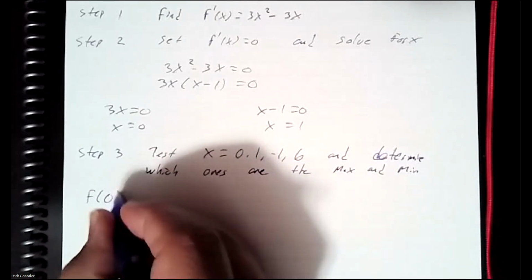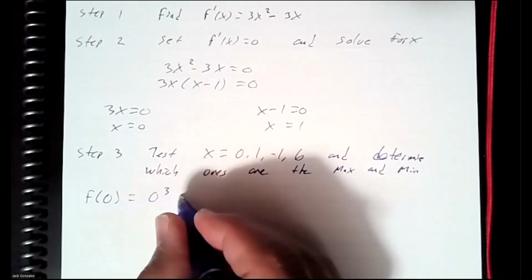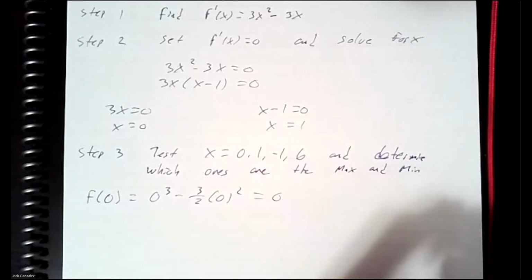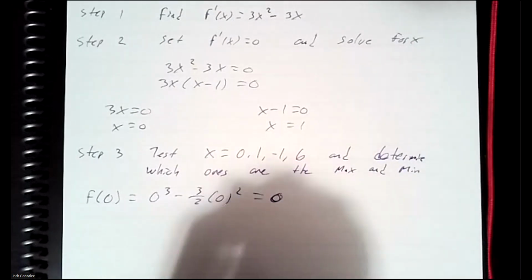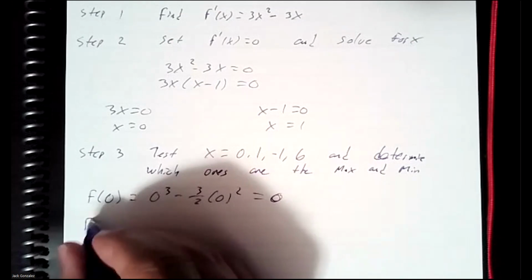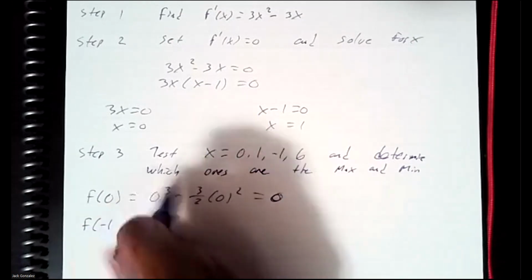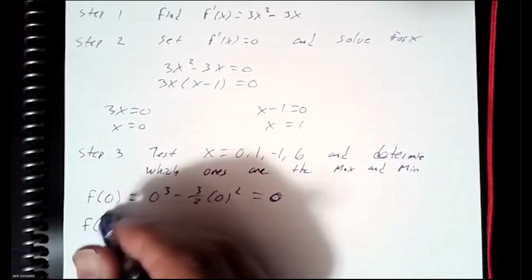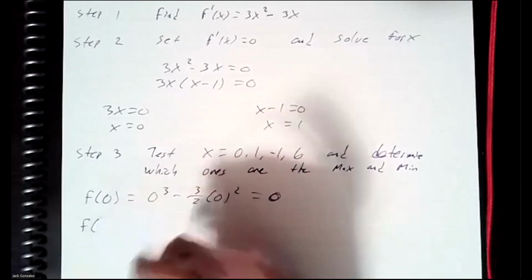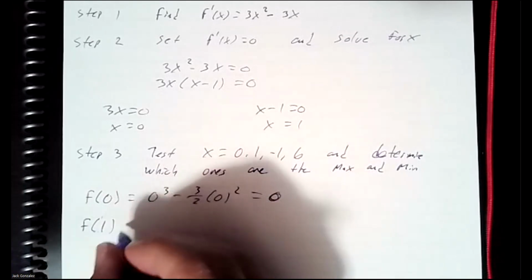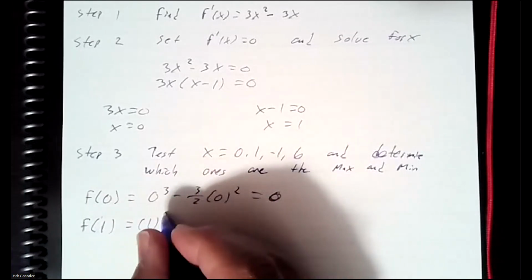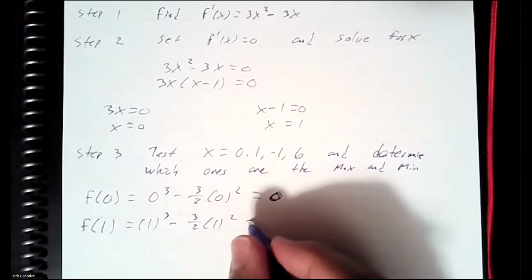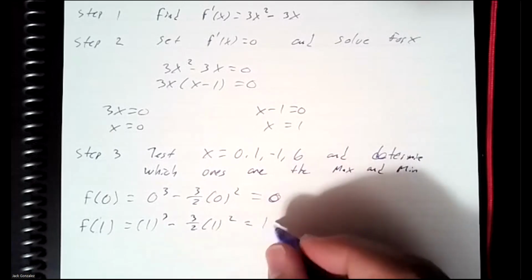So f of 0 is 0, right? Maybe that's the smallest one. I don't know. f of negative, well, f of 1 or -1, I guess. I don't know. Doesn't matter.